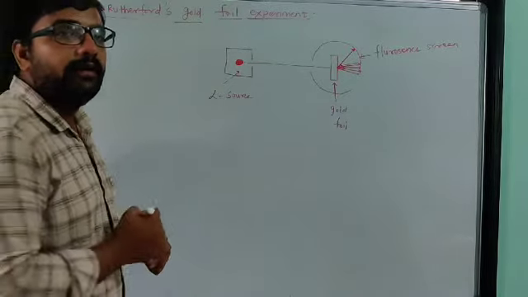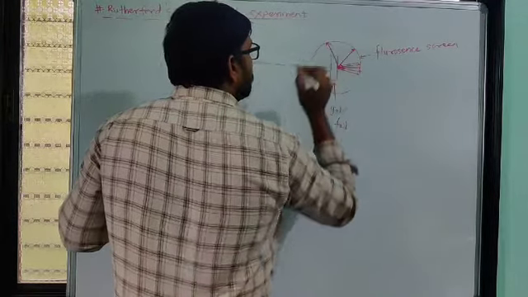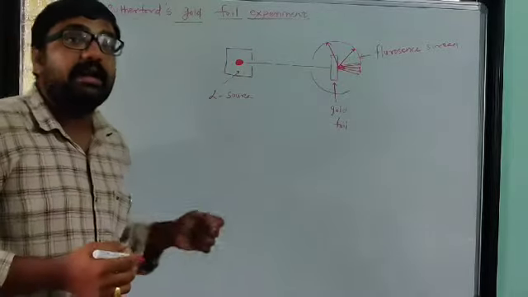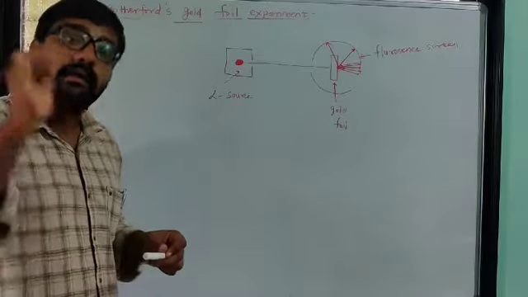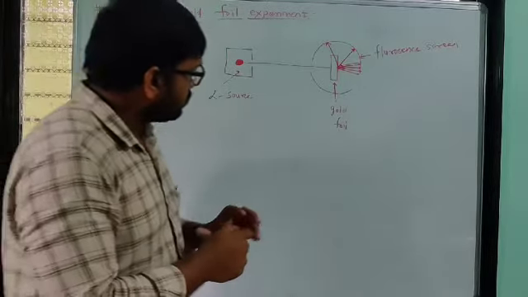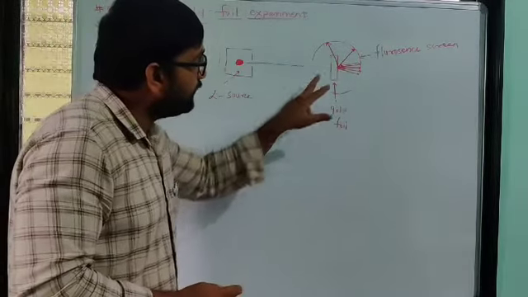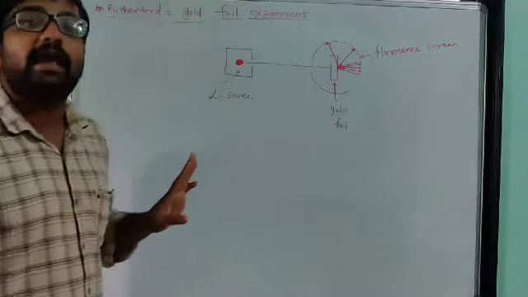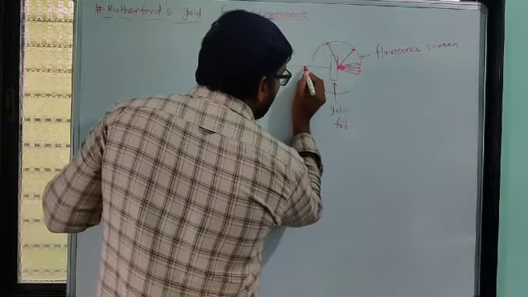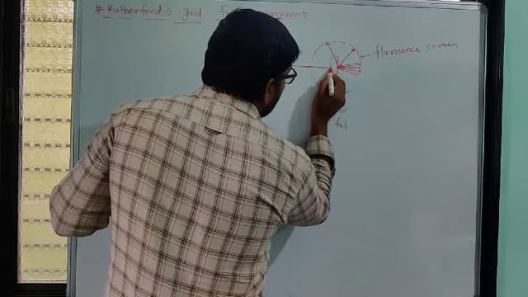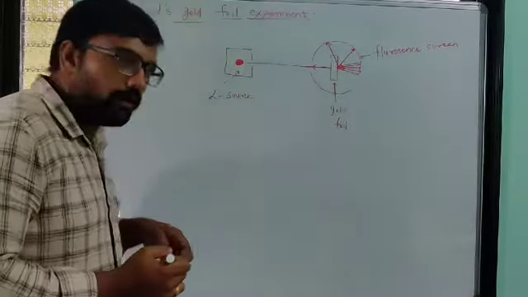Again, he observed that very few alpha particles deviate through a greater angle, we can say greater than 90 degrees. Very few alpha particles deviate from their path by greater than 90 degrees, and only one alpha particle, after the bombardment here, goes back on the same track. What happened?